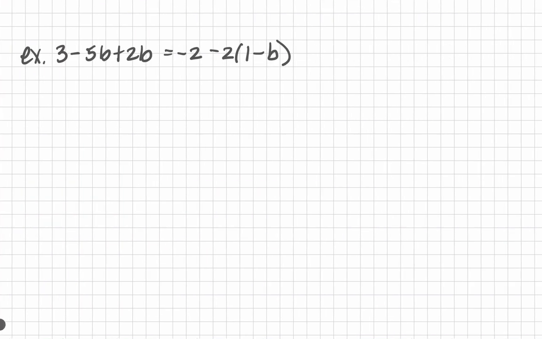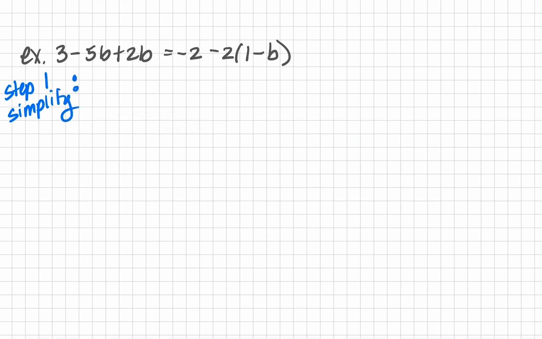So with this one, we have 3 minus 5b plus 2b is equal to negative 2 minus 2 parentheses 1 minus b. Simplification, put here, will involve combining like terms. I'll just put simplify. That's what we're going to see first.